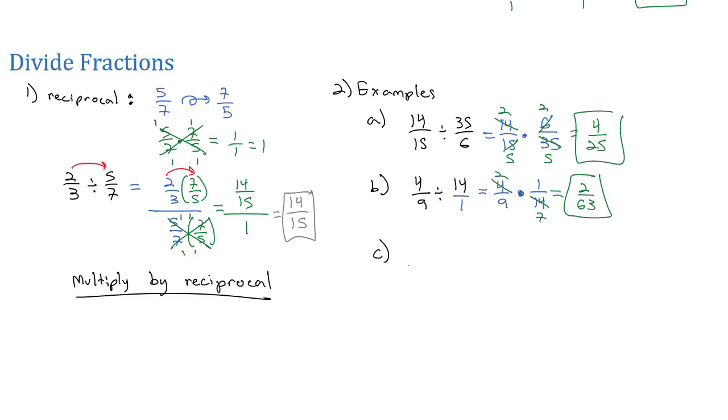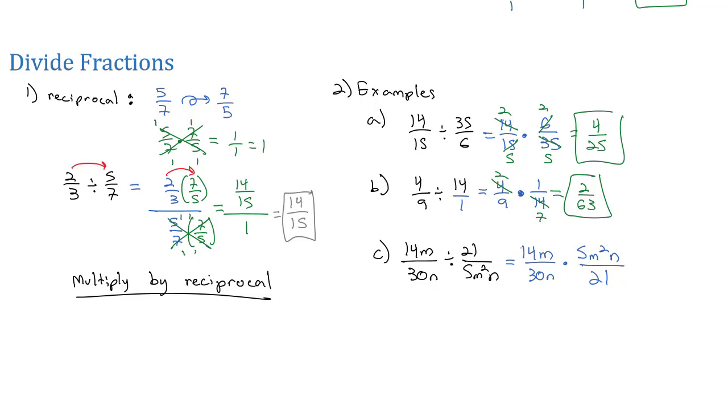Let's try one last example, maybe one with some variables in it. Let's try 14m over 30n divided by 21 over 5m squared n. Again, we never divide. We only multiply by the reciprocal. So I'll write this as 14m over 30n times, and then the reciprocal, 5m squared n over 21.